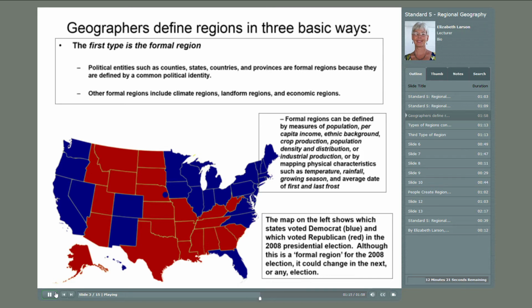Formal regions can be defined by a measure of population, of per capita income. They can be defined by ethnic background, or crop production, or population density and distribution, or by industrial production. Or you can map physical characteristics such as temperature, rainfall, growing seasons, and the average date of the first and last frost. The map on the left shows which states voted Democrat, blue, and which voted Republican, red, in the 2008 presidential election. Although this is a formal region for the 2008 election, it could change in the next or any election.